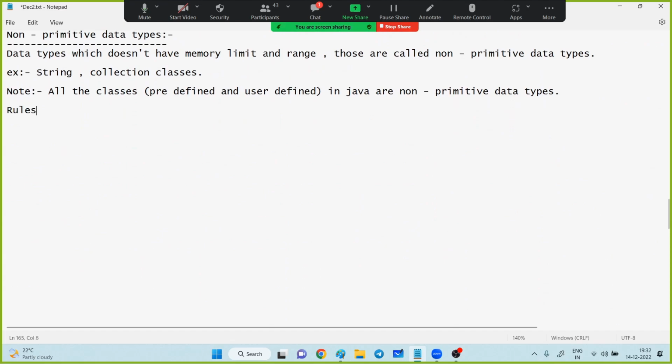Some rules to define an identifier. Nowadays we can declare our name however we want.